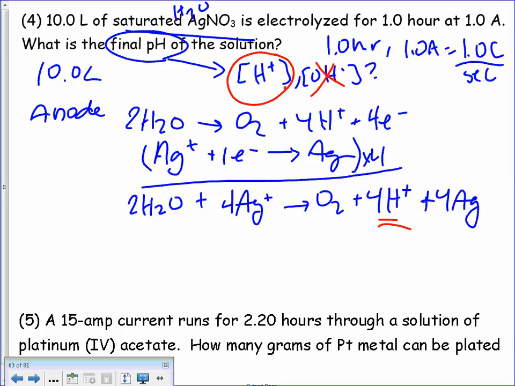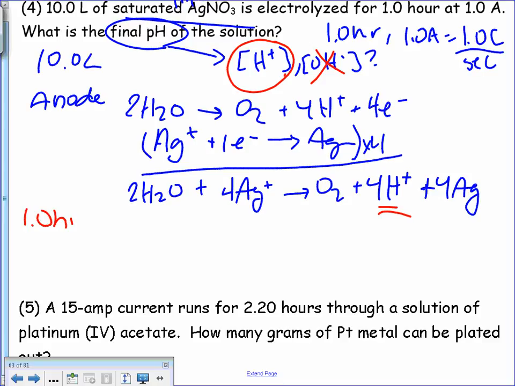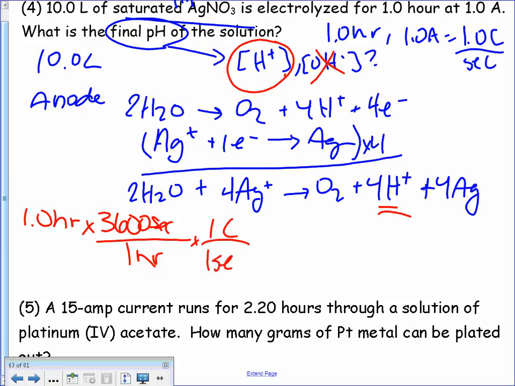Okay, so what am I going to start with? 1 hour. Process of elimination. Get me to a usable form. Let's go to seconds. What's that conversion again? 3,600 seconds per 1 hour. You should memorize that. The logical next step is amps, coulombs. So 1 coulomb per 1 second is what amps tells us.